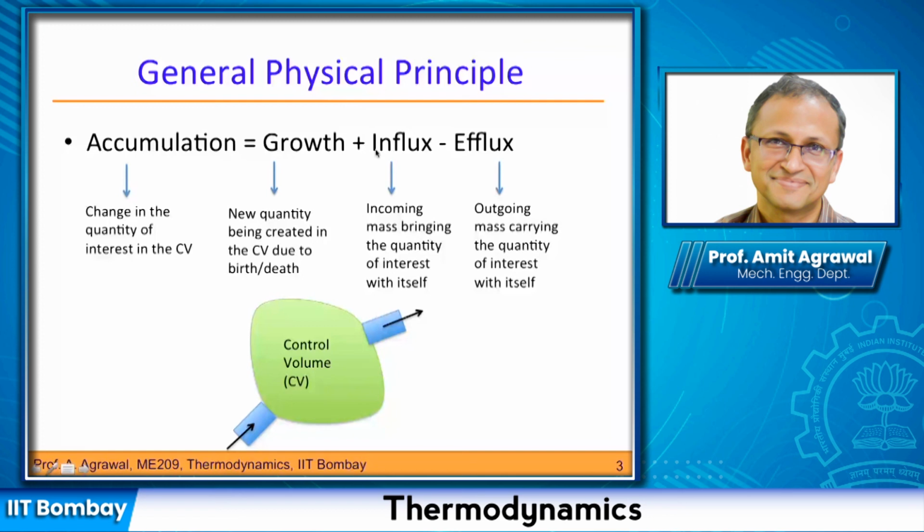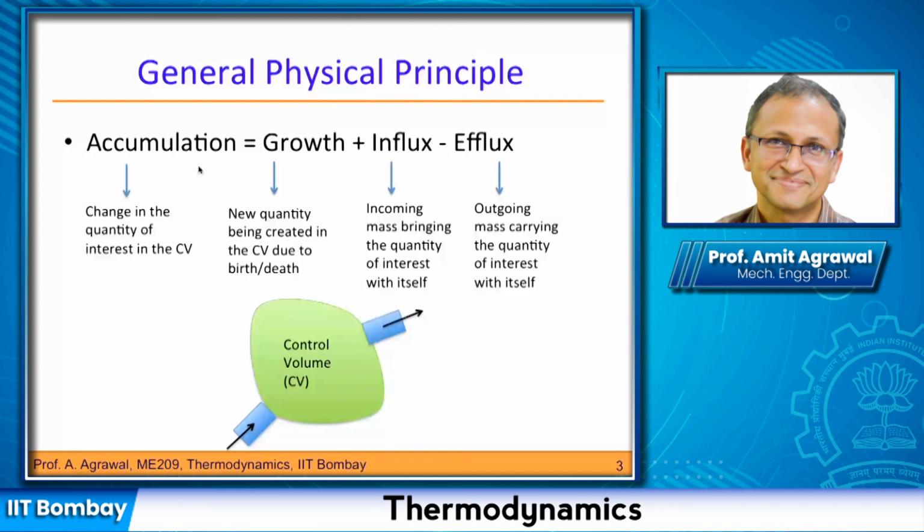So is this general idea clear? From this example, you can see how we are writing this general physical principle. The language we are using is: accumulation is growth plus influx minus efflux. Hopefully from this example, you will understand what we mean by growth, influx and efflux, and of course accumulation. Is this clear? I will pause here and wait for questions.